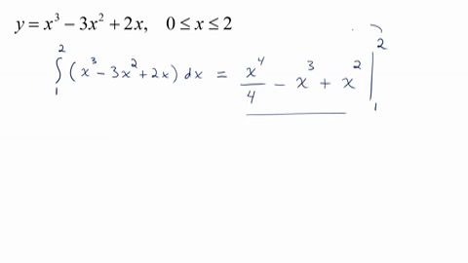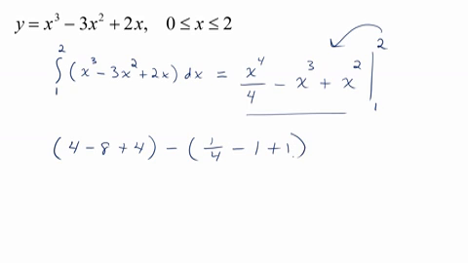So now we first substitute 2 into the expression. So 2 to the 4th over 4 is 4, minus 2 cubed, 8, plus 2 squared, 4, minus what we get when we substitute 1 into the expression. So minus 1/4, minus 1 plus 1. And that looks like we get 4, minus 8, plus 4, that's a 0, minus 1/4, giving us an answer. The answer to the definite integral is negative 1/4.